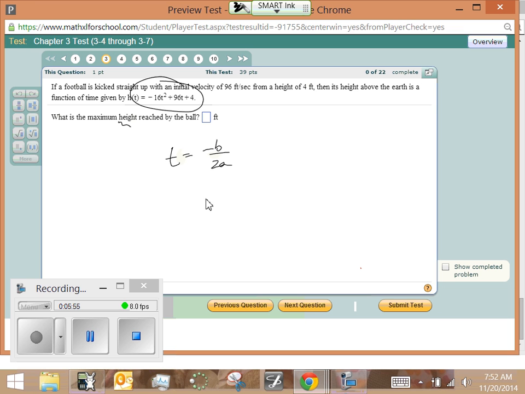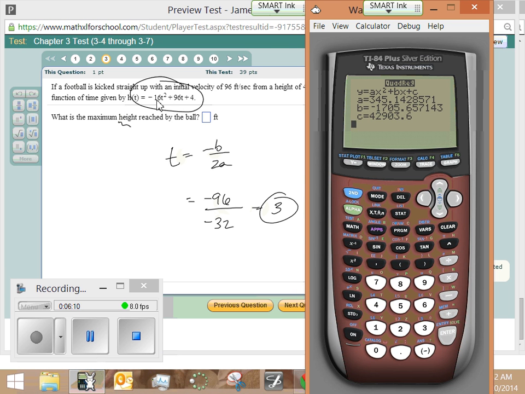So if I go opposite of b, negative 96 over 2a, which is negative 32, that's going to give me a time of 3 seconds. So at 3 seconds, I'm at my maximum height. So now I'll take that 3 and run it through this function: negative 16 times 3 squared, plus 96 times 3, plus 4, and that would give me my maximum height of 148. So at 3 seconds, I'm at a maximum height of 148 feet.